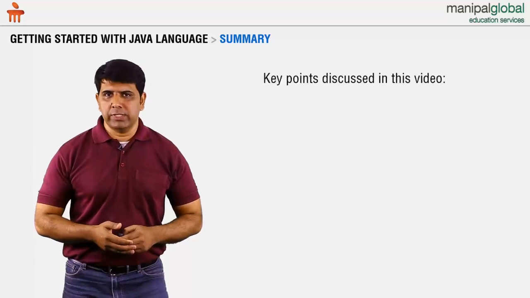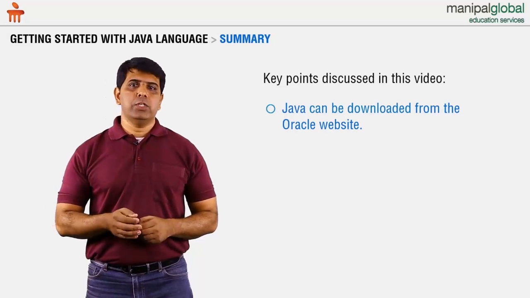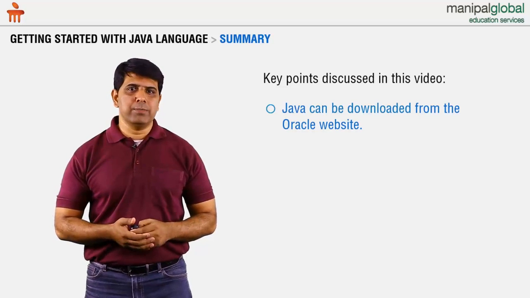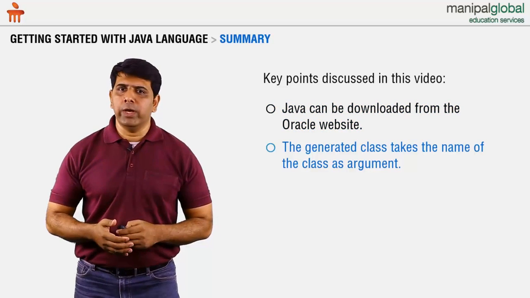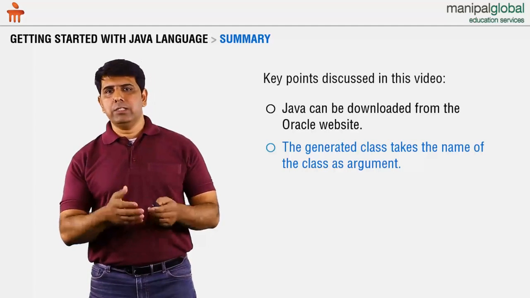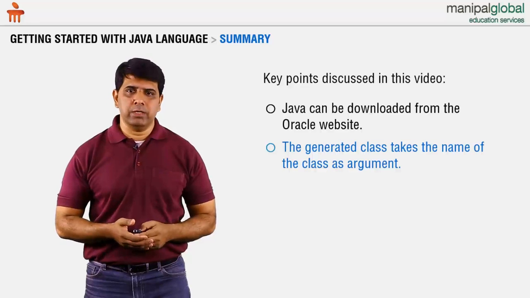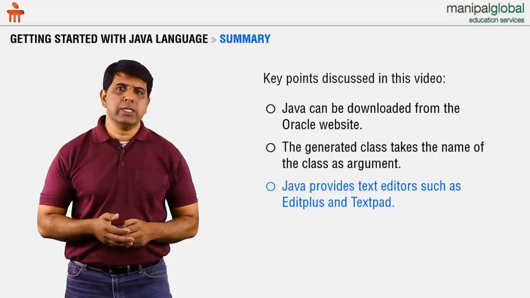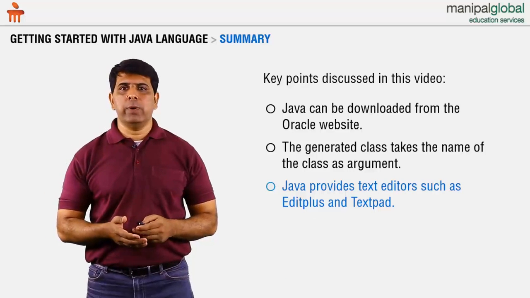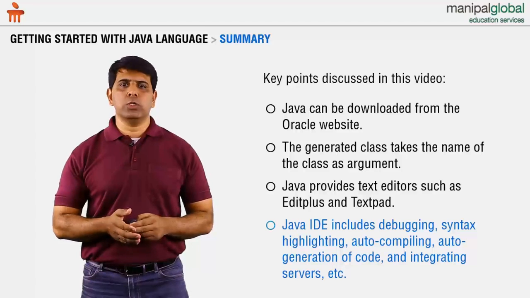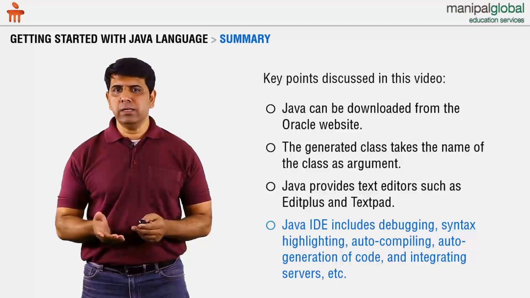Now let's summarize what we just discussed. Java needs to be downloaded from somewhere, and we prefer the Oracle website. When you use a compiler, you generate a class file and then execute the class using the commands javac and java. There are also text editors such as EditPlus and TextPad, and a very popular set of IDEs available. The most common ones are NetBeans and Eclipse.